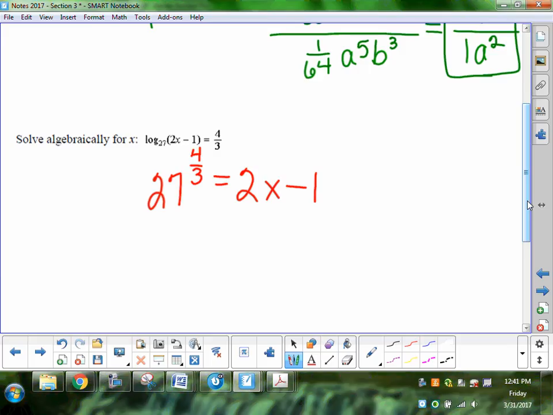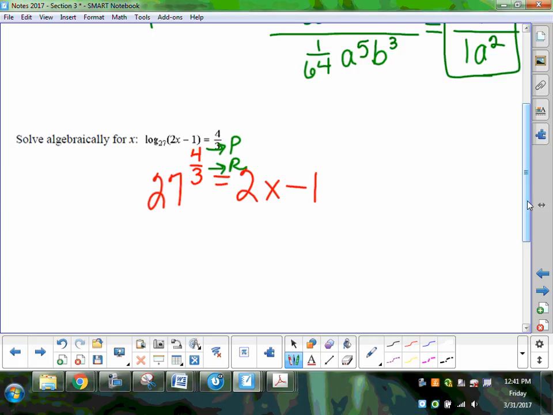This is your power. This is your root. If I took the calculator away from you, which one would you evaluate first? Would you take the 4th power of 27 or the 3rd root of 27? Which one? Third root. What's the 3rd root of 27?